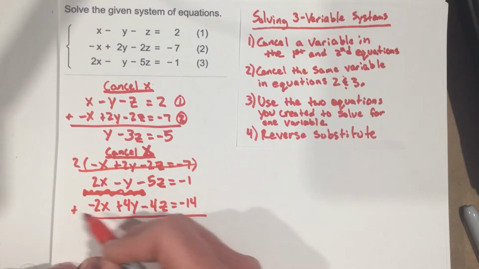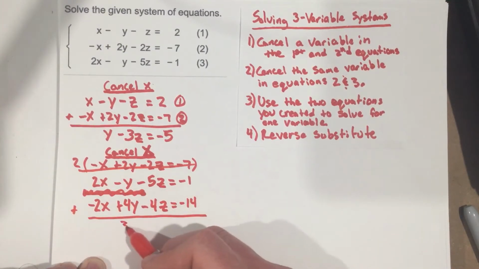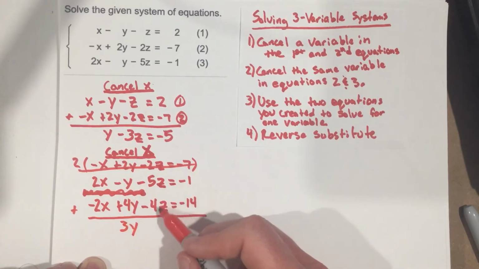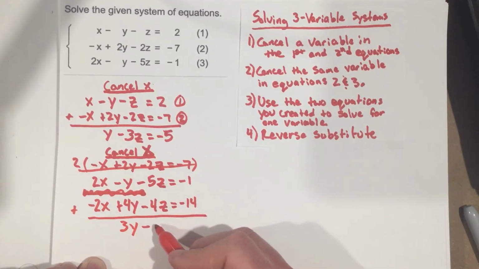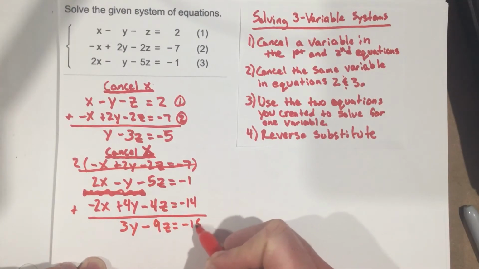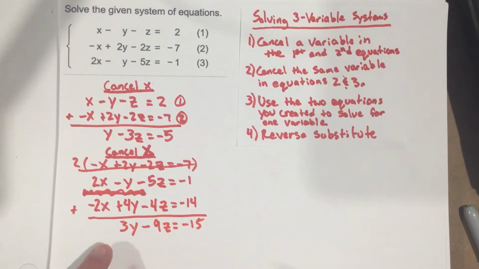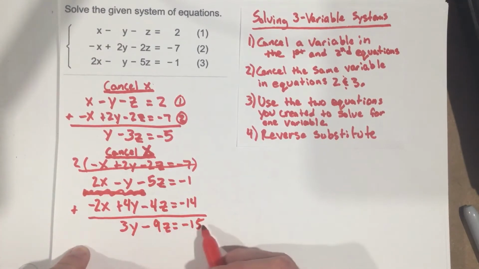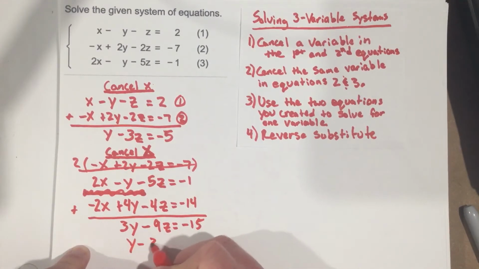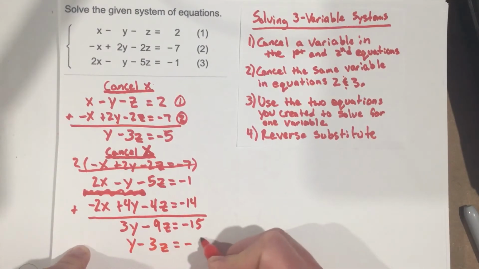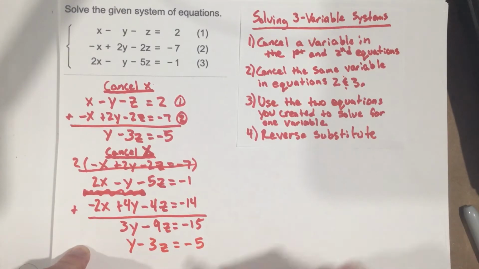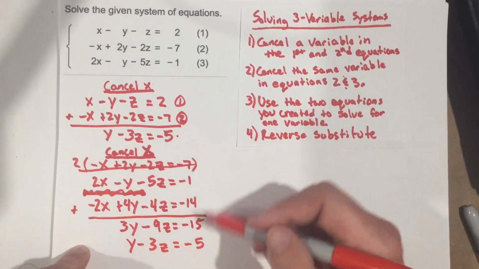So when I add them, to cancel, I get 3y minus 9z equals negative 15. Now, anytime I see an equation like this, if I can divide out a common number in there, I'm going to do that. So I'm going to divide each of these by 3. So that's y minus 3z equals negative 5. Now, what do you notice here? This equation is the same as this equation.